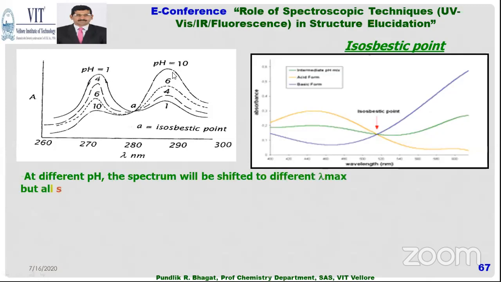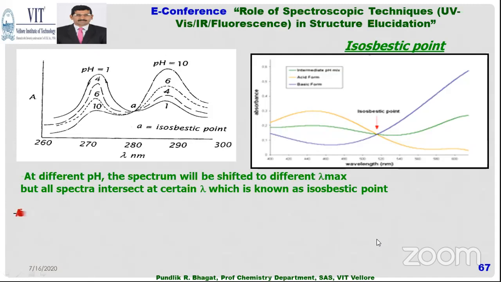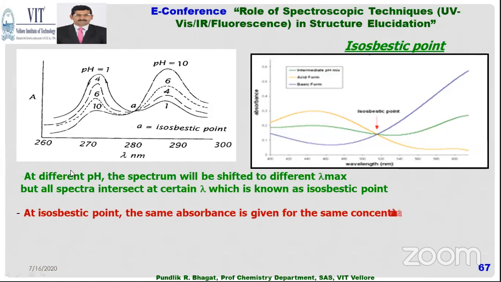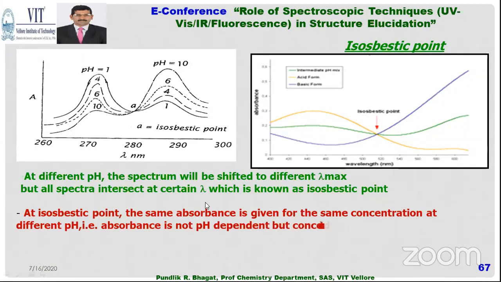For example, you see pH 1 and 10, with molecules showing different absorption at pH 1 as well as pH 10. At different pH, the spectrum will be shifted to a different lambda max. So here it is shown. But see, a very important second point: all the spectra at a certain wavelength are meeting. So here it is meeting. See, here it is shown. So this is the isosbestic point.